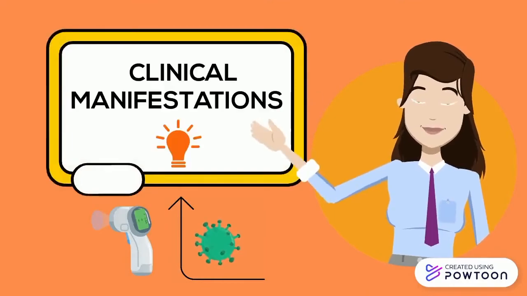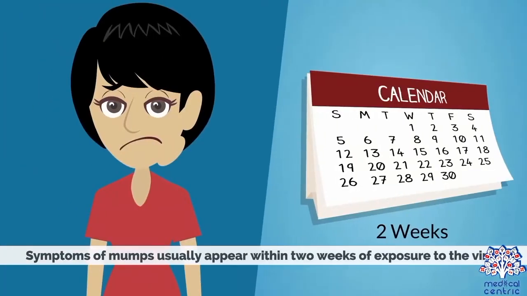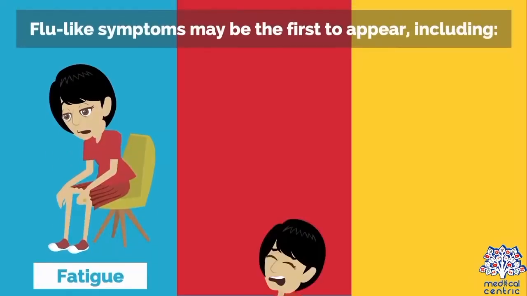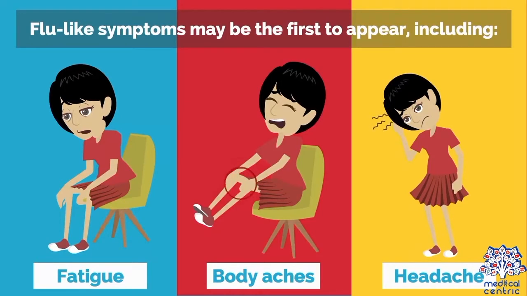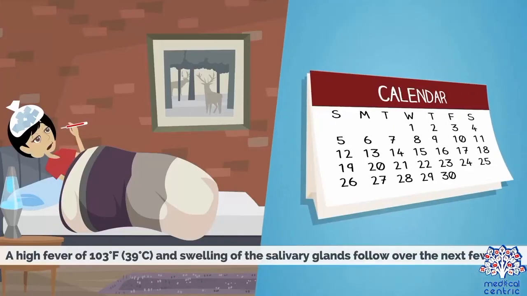Clinical manifestations. The most obvious symptom is swelling of the salivary glands, giving the patient a hamster-like face. Symptoms of mumps usually appear within 2 weeks of exposure to the virus. Flu-like symptoms may be the first to appear, including fatigue, body aches, and headache, as well as loss of appetite and low-grade fever. A high fever of 100 degrees Fahrenheit or 39 degrees Celsius and swelling of the salivary glands follow over the next few days.